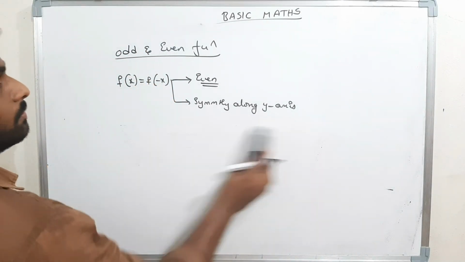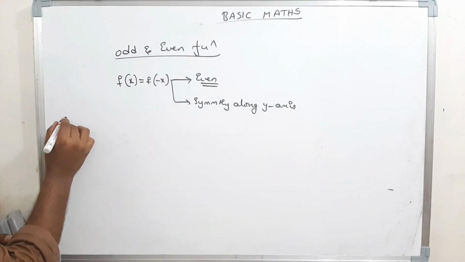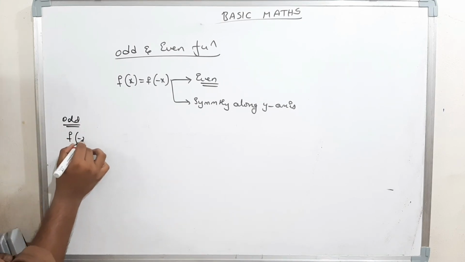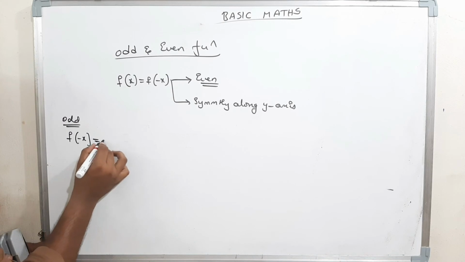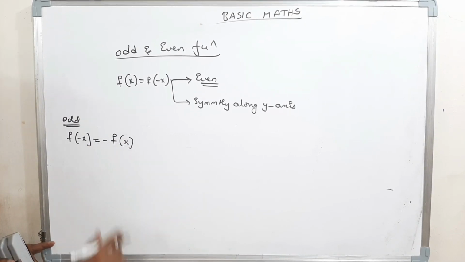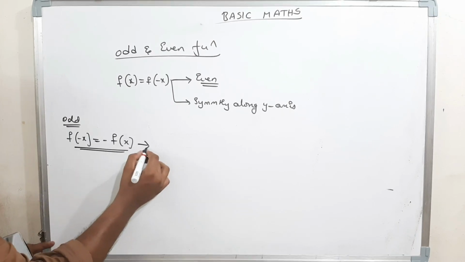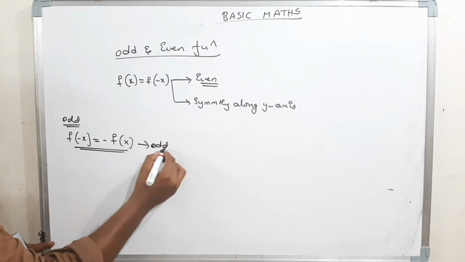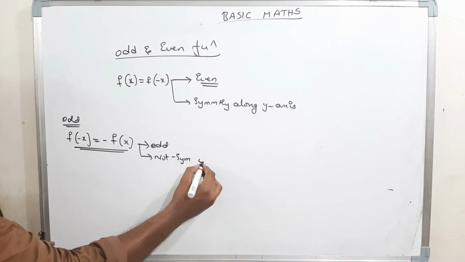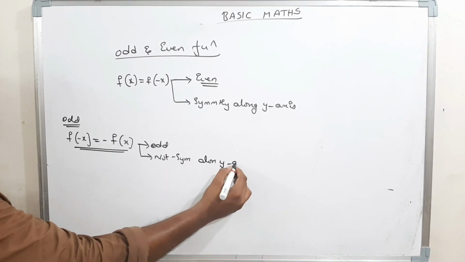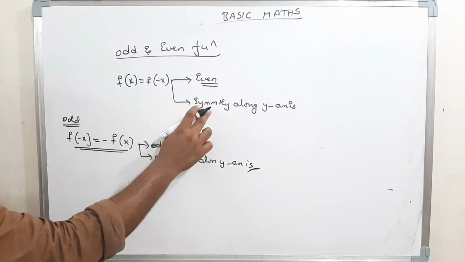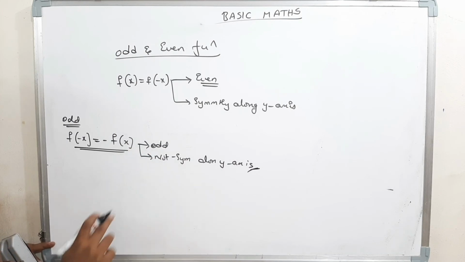Now what is an odd function? For an odd function, f of minus x is equal to minus of f of x. When this is satisfied, then it is an odd function. And this is not symmetric along the y-axis. Even function is symmetric along the y-axis, but odd function is not symmetric along the y-axis.